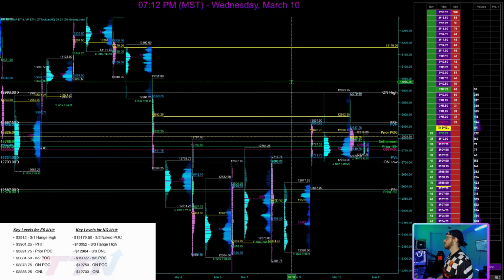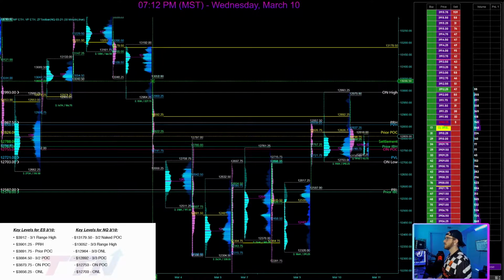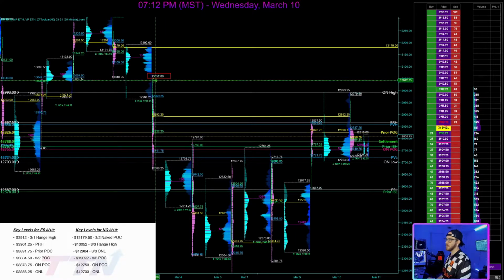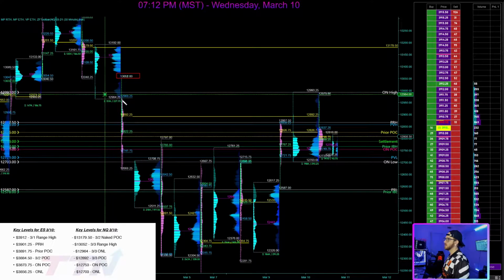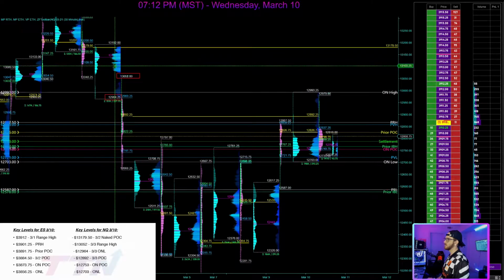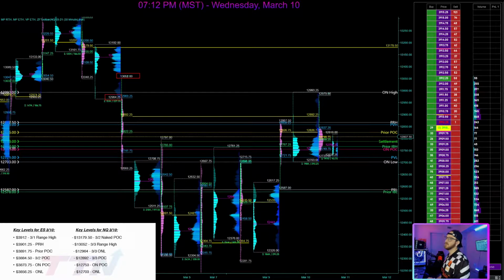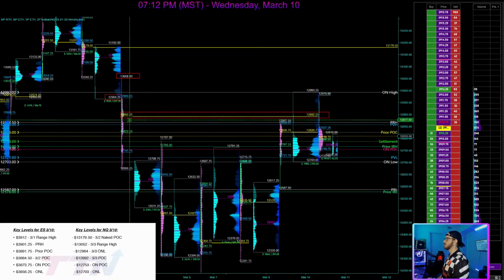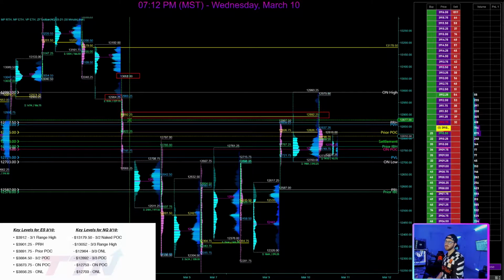Second level for NQ that I was looking at was the 13,052 level. That was the range high right here from the March 3rd regular trading hour session. Third level was 12,964. 12,964 was the overnight low from that session right before that, March 2nd into March 3rd. Next level was the March 3rd point of control. That was 12,892. You can see that's this level right here. Same profile as this 13,052 level, just the point of control from that session.